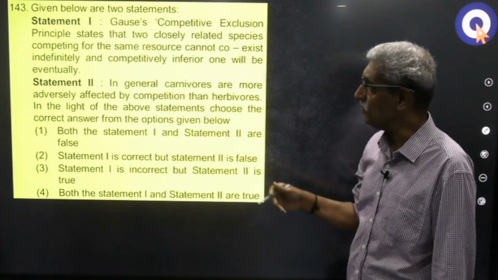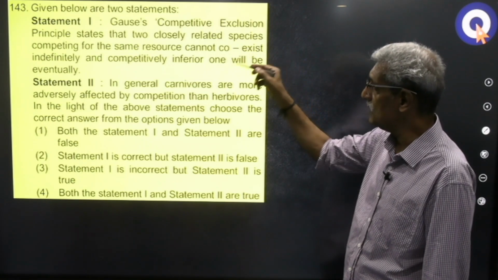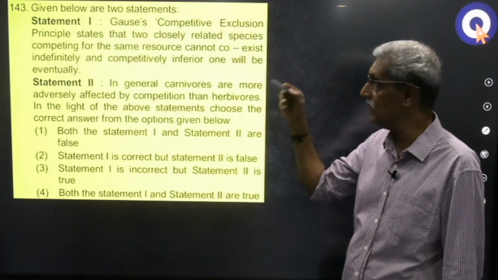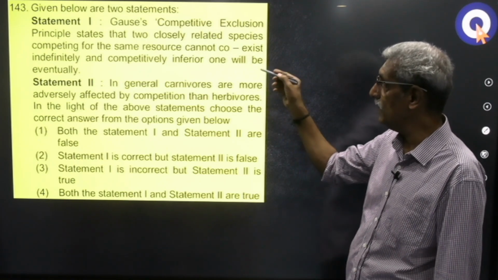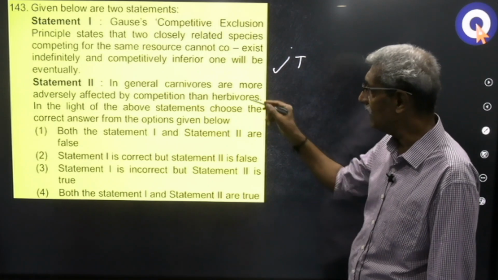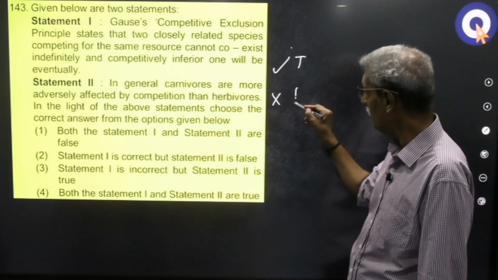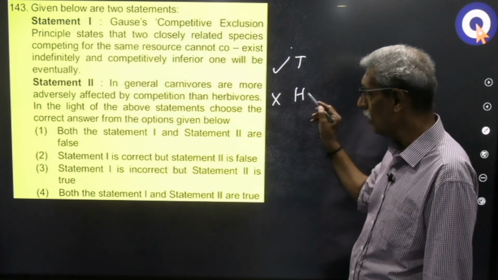So, the competitive exclusion principle says that closely related species competing for the same resource cannot coexist indefinitely, and the competitively inferior one is eventually eliminated. This statement is true. And carnivores are more affected in competition than herbivores. This is a wrong statement. Always herbivores are more affected than carnivores.